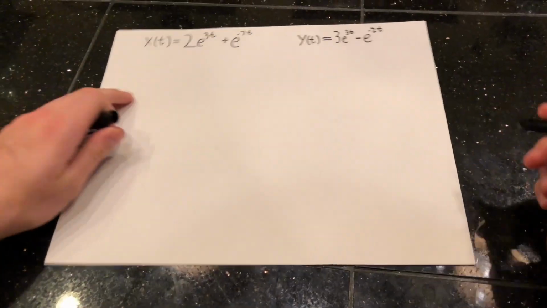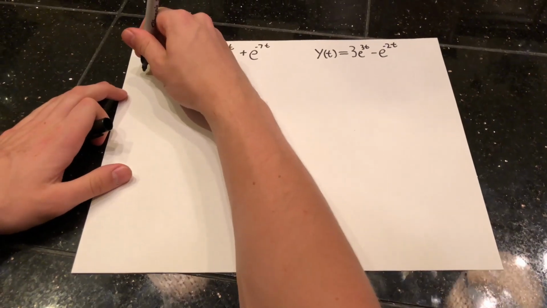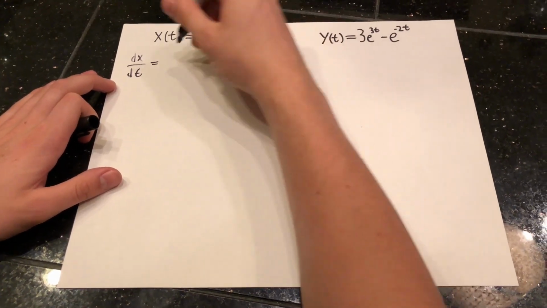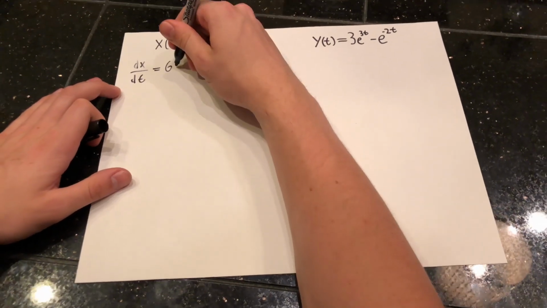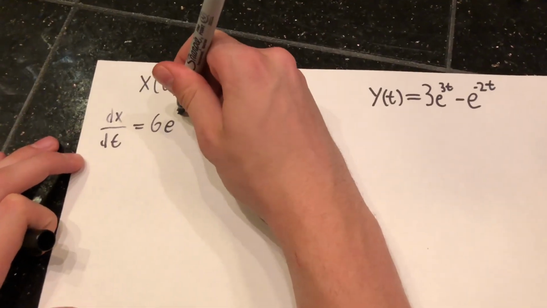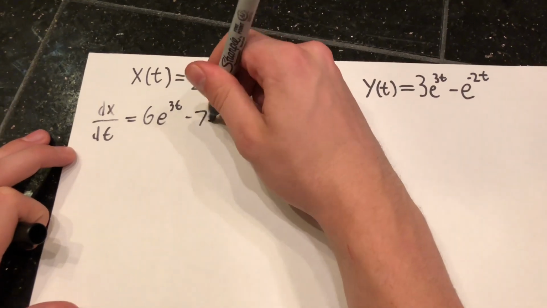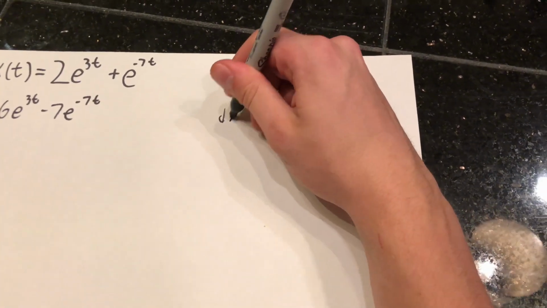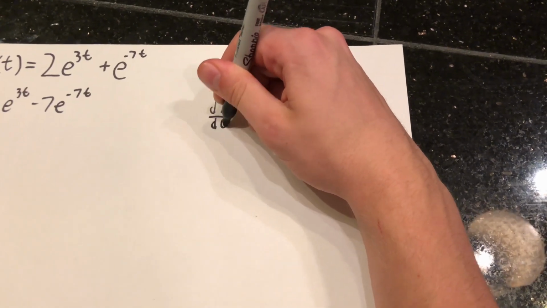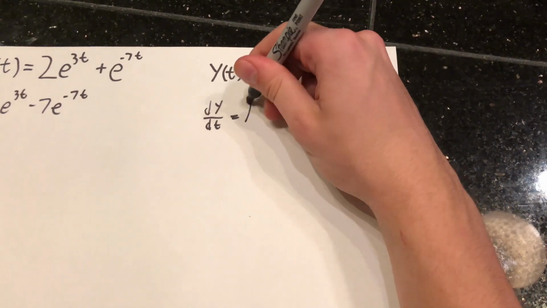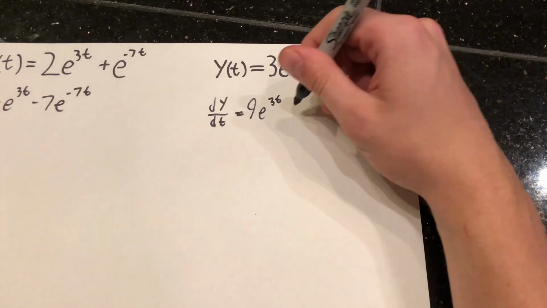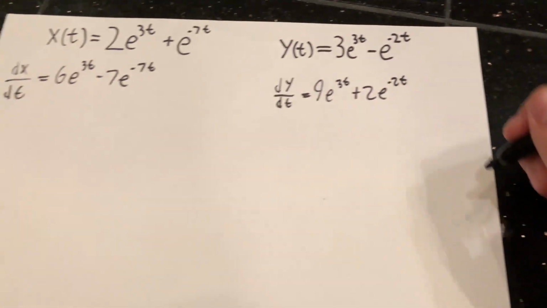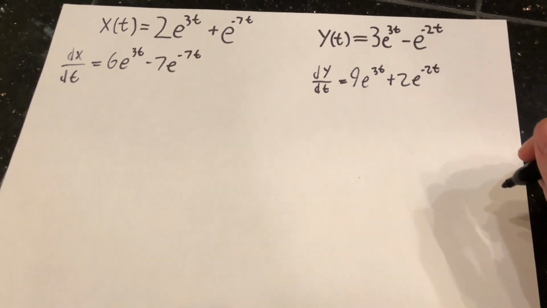So to find the velocity in terms of t, all we need to do is take the derivative of the position function in both directions. And for the y, simple enough, right? But how do we find speed?